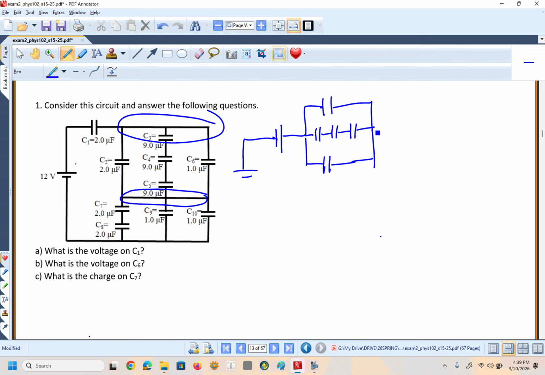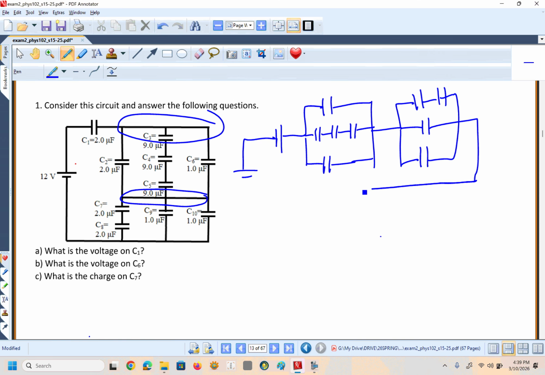I can continue on. I get a third parallel branch that has the 2 2s, the 1 and the 1. And then I go back to my power supply. So it looks like that. So I have 2 microfarads, 2 9s, 9, and then 1 microfarad, and then 2 2s, 1 microfarad, and 1 microfarad.